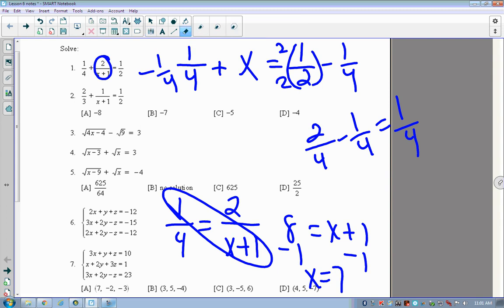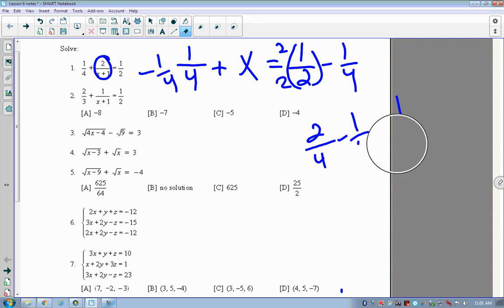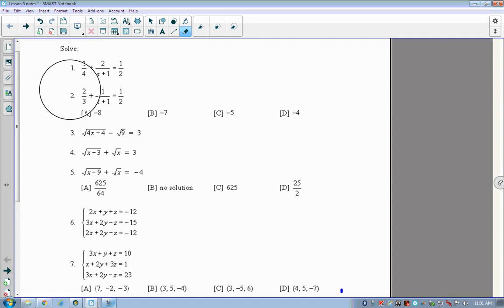Questions, comments, concerns? Okay, well, let's look at number 2 then. You guys feel like you got a handle on number 1? Tell me how to solve number 2. I have 2/3 plus this complicated fraction of 1 over x plus 2, and I know it equals 1/2. Okay? What's next?